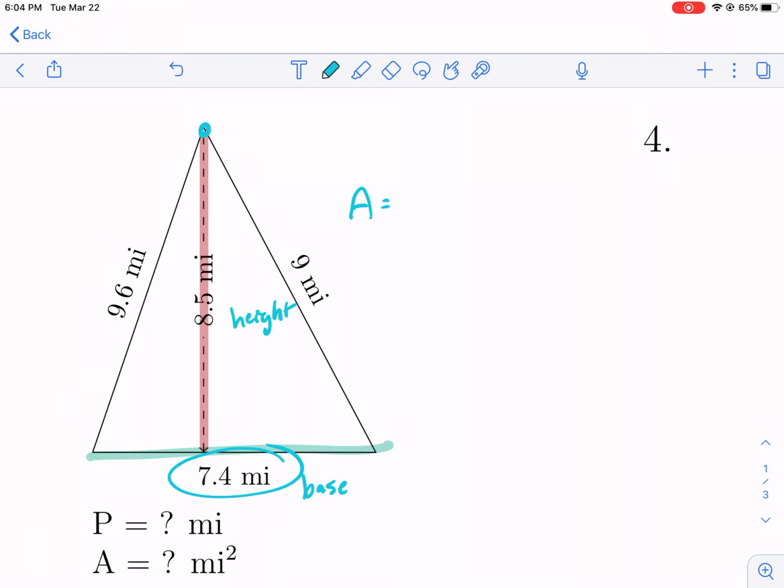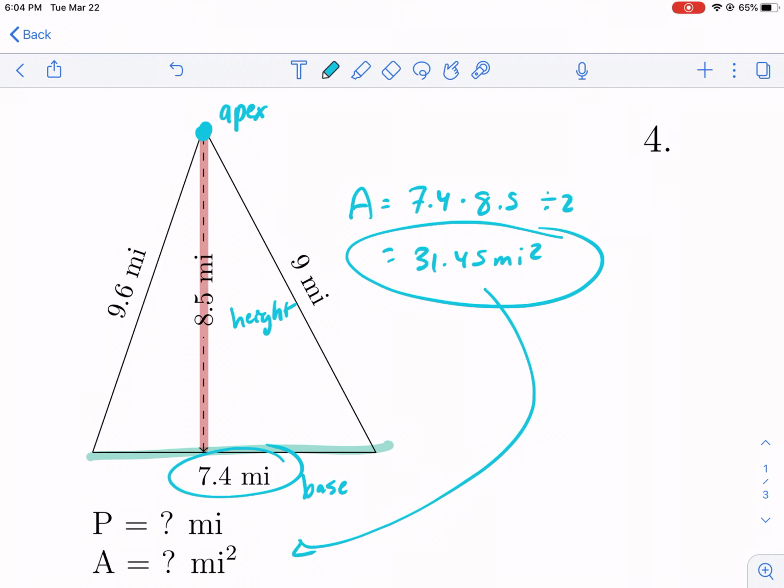Keep in mind that the height connects the apex, which is the top of the triangle, the furthest point away from the base, to the base. Okay, so my base is 7.4, my height is 8.5, and then I have to divide by 2 when I'm done. I'm going to go ahead and use my calculator for this, 7.4 times 8.5. Divide by 2, that's way quicker. So I get 31.45 miles squared. I'm going to keep the same units.